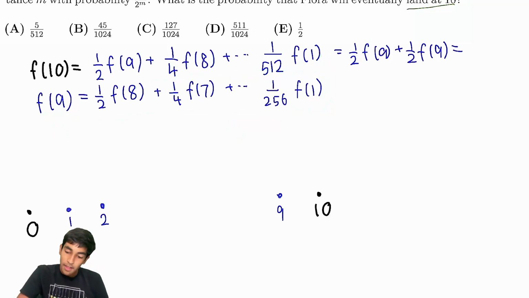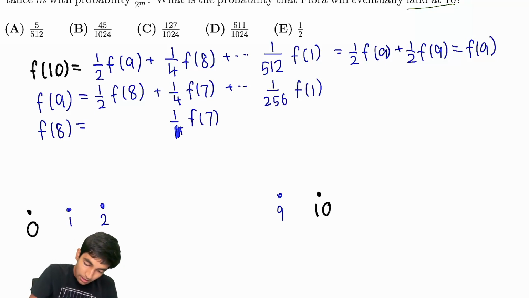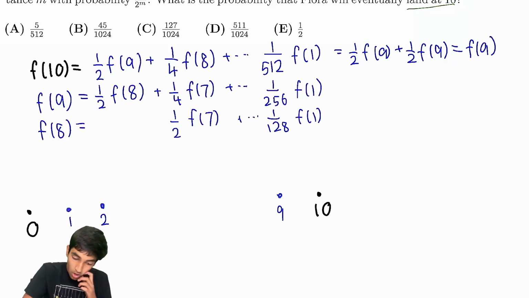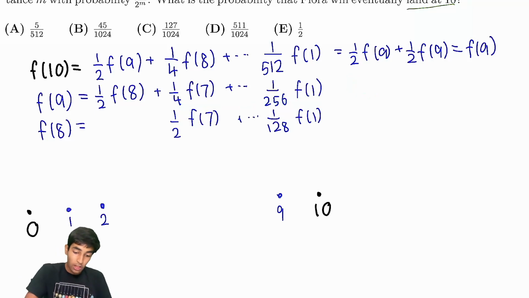So overall, f of 10 is f of 9. Wow! And it turns out we can continue this exact same logic. Here we would get 1/2 f of 7 all the way till 1 over 128 f of 1. But then take a look. All of this part, which is f of 8, is just going to be f of 8 divided by 2. So this is f of 8. And we can continue this logic all the way until f of 1.